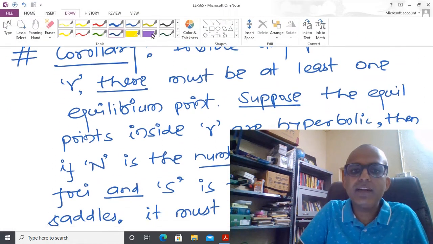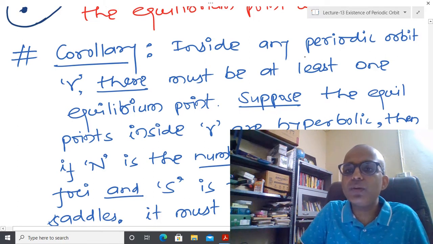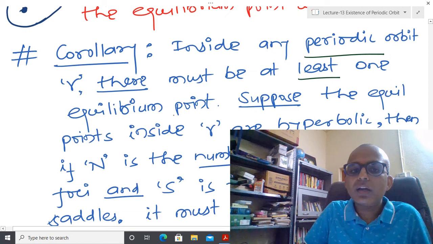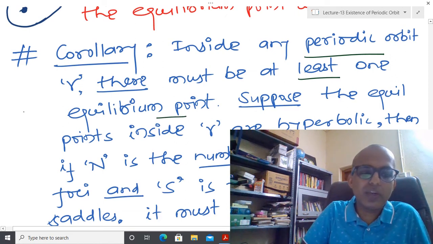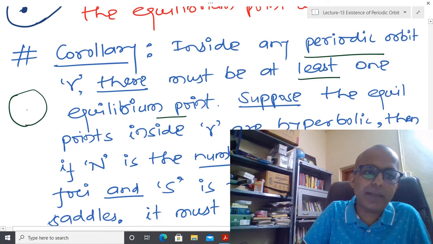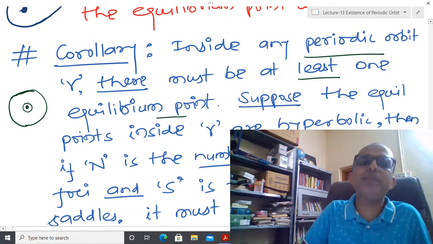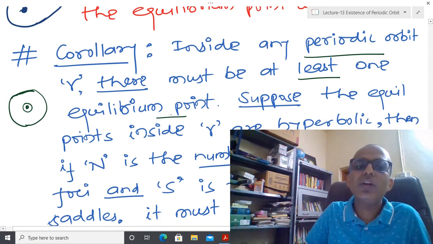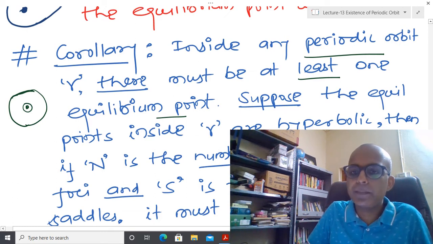In the index method, what they are telling is that inside any periodic orbit gamma, there must be at least one equilibrium point. Okay, so you have already seen that whenever I am talking about a periodic orbit, most of the time inside this periodic orbit there exists at least one equilibrium point which has some kind of repelling or unstable property. The same thing they are telling: inside any periodic orbit gamma there must be at least one equilibrium point. Suppose the equilibrium points inside gamma are hyperbolic.